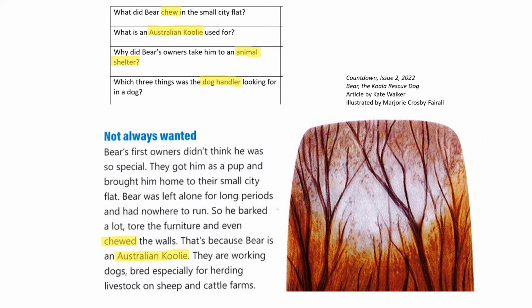And when we get there, we haven't really found the answer yet. We've just found that Bear is an Australian coolie. But the question was, what is an Australian coolie used for? And so to find the answer, we actually have to read on to the next sentence. And then we learn that Australian coolies round up sheep and cows on farms.